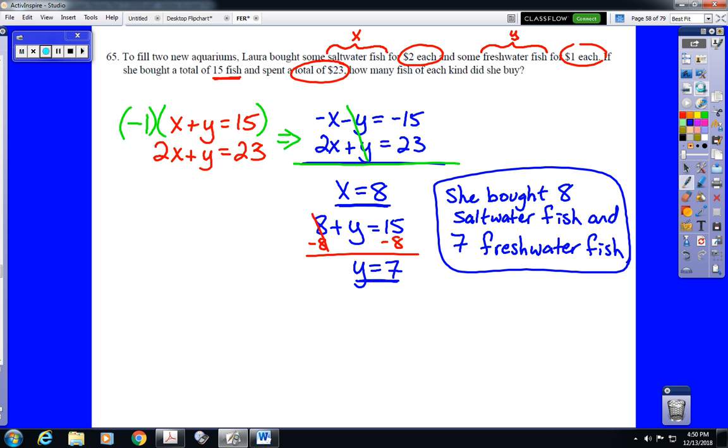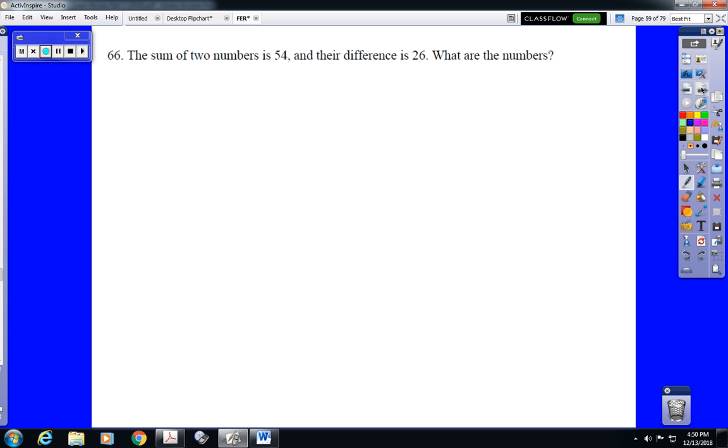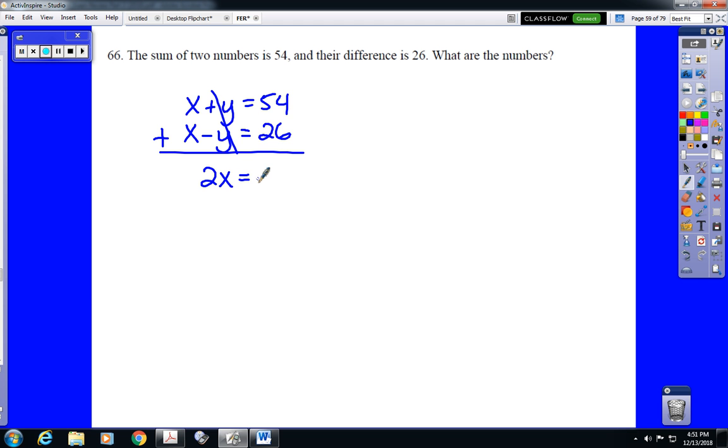All right. Number 66 is another one of those sum and difference problems. We did one earlier. The sum of two numbers is 54. The difference of those same two numbers is 26. So I shouldn't need to spend a whole lot of time on this one. We add down to x equals 80, which means that the first number, when I divide by 2, is 40.